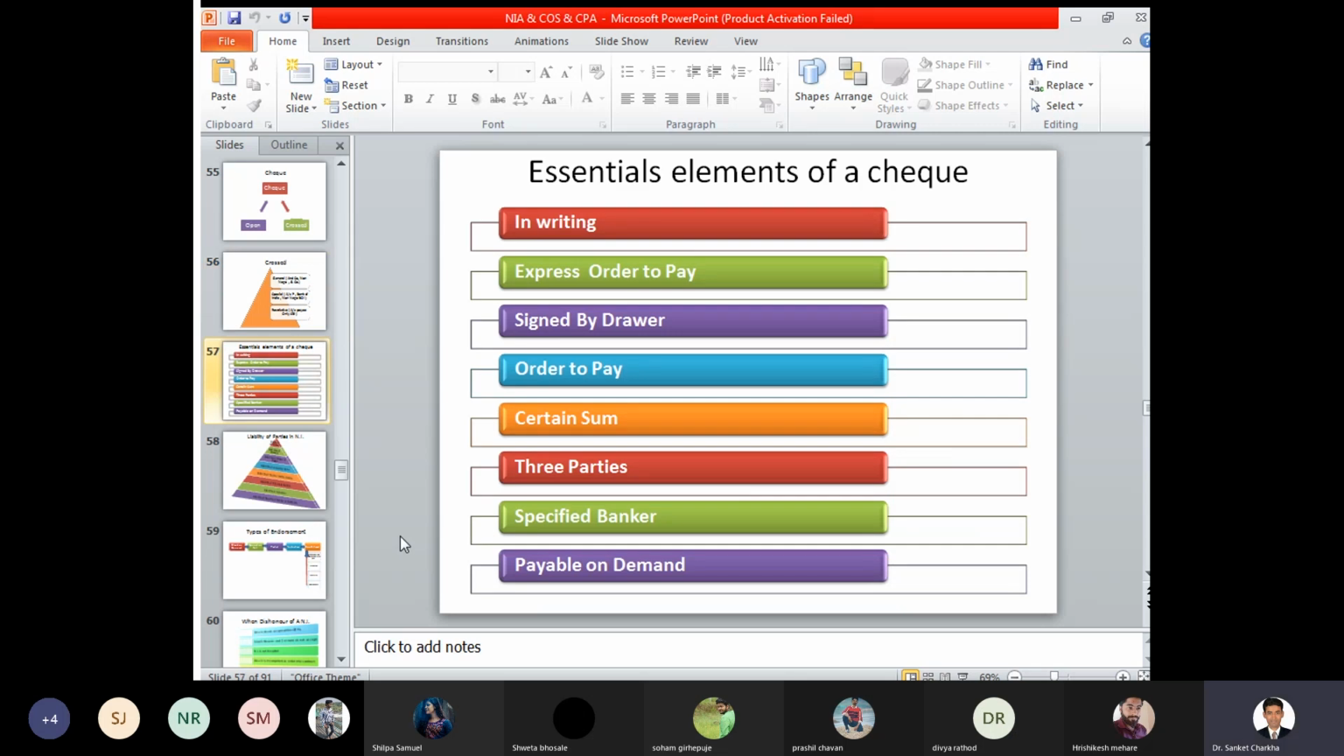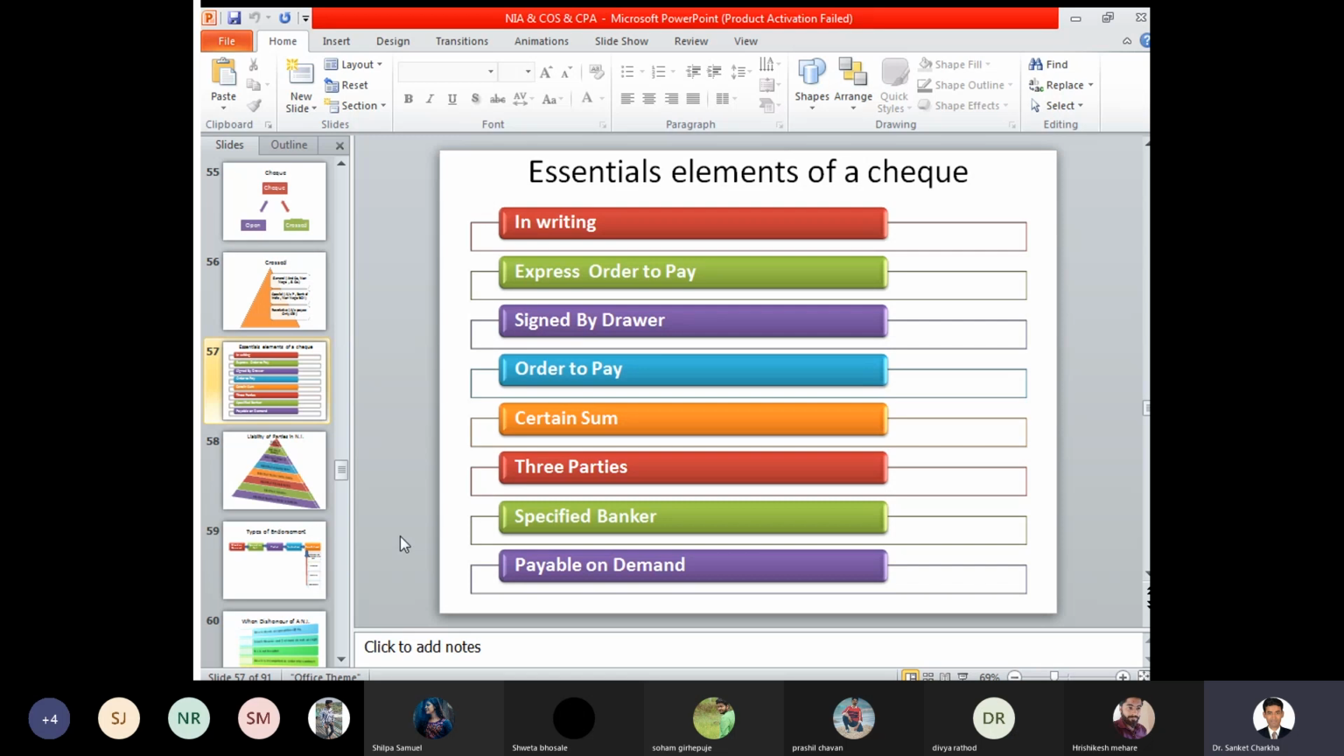Essential elements of a check. What a check must include, or what a check must have. First, a check must always be in writing. It must have an express order to pay. It must be signed by the drawer. It should have a specific order to pay, either by the drawer to the drawee. The certain sum, the amount written on the check in words and in figures, must match.